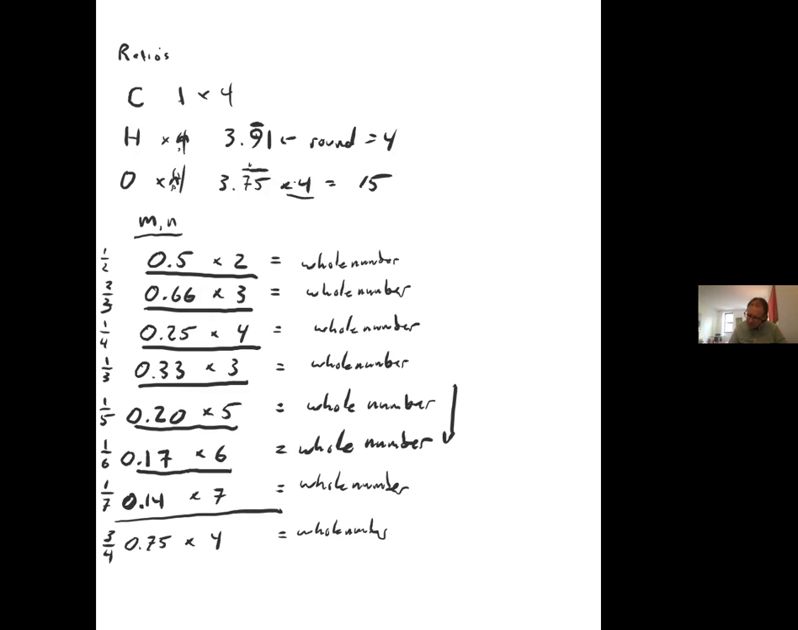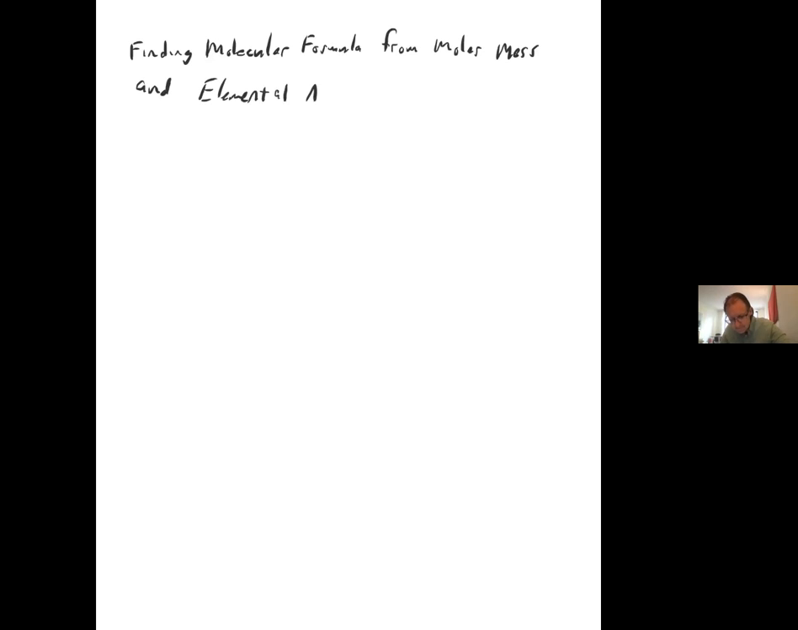All right, let me show you one more. We have really just enough time for one more problem. And that's about right, because this section is just about done. This type of problem, this topic, is called finding the molecular formula from the molar mass and elemental analysis of a binary compound.